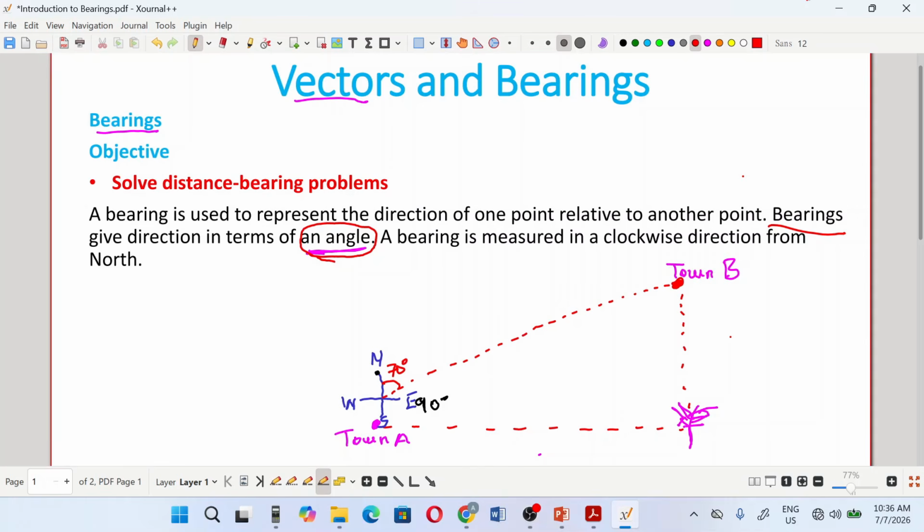In bearing, this particular angle that we assumed, which is 70 degrees, is the bearing of town B from town A. Always, the position that comes after the word from is your beginning point, or where you start from. So town A is our starting point, and we say the bearing of town B from town A is 70 degrees. That is basically what bearing means.